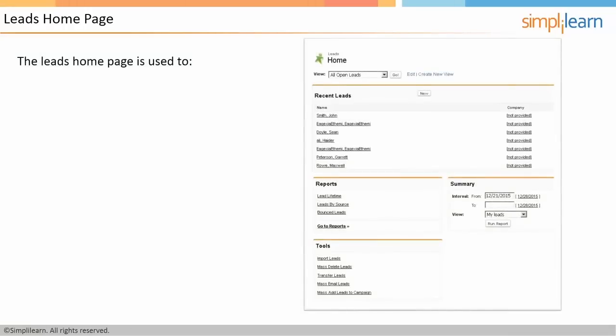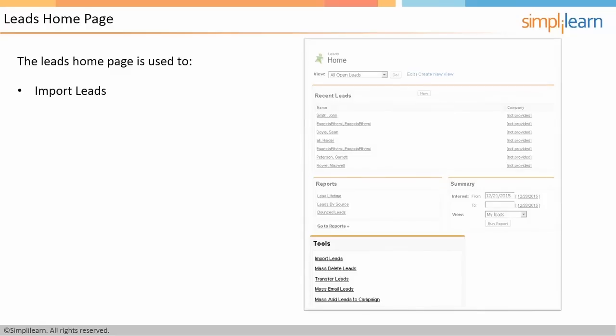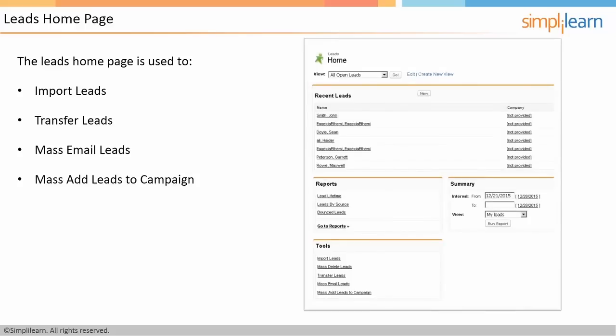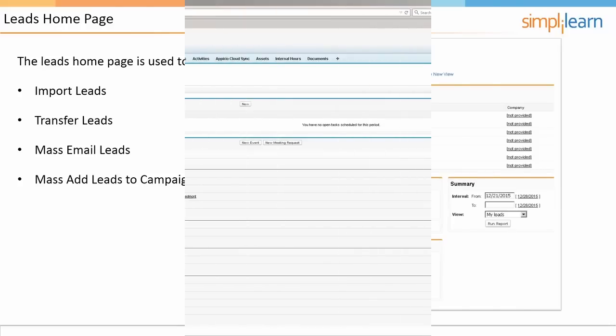To get started, the first thing we're going to talk about here is the Leads homepage. The Leads homepage is used to view lists of data, import leads, transfer leads, use the mass email leads tool, as well as mass add leads to campaign. So if you can see over here on the right-hand side, this is a screenshot of the Leads homepage, and now we're going to jump into Salesforce and actually see the real thing.